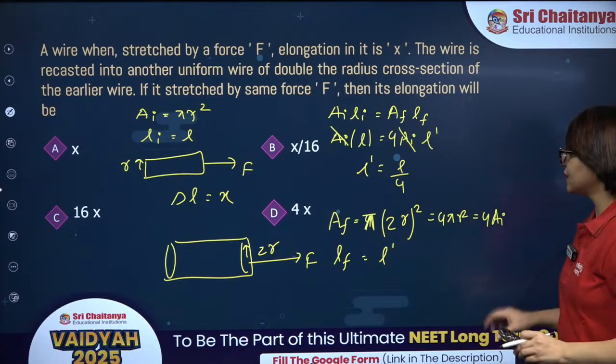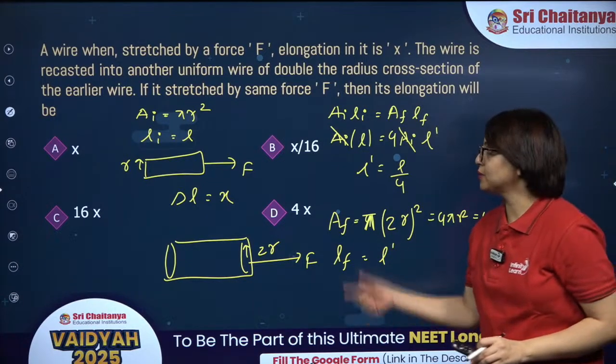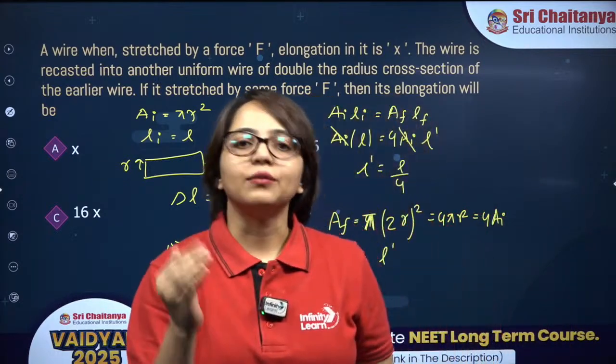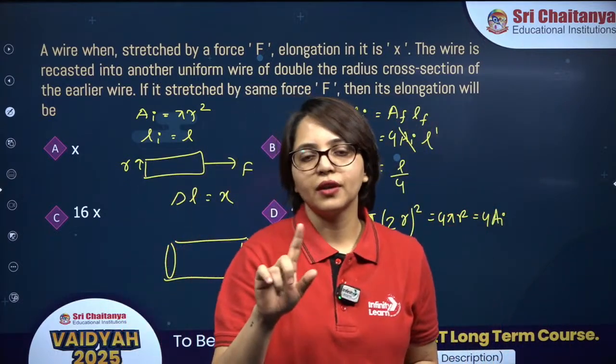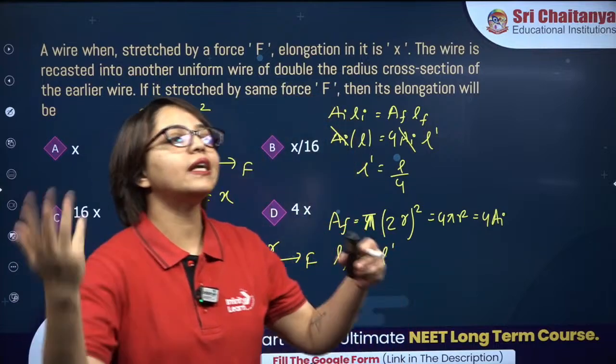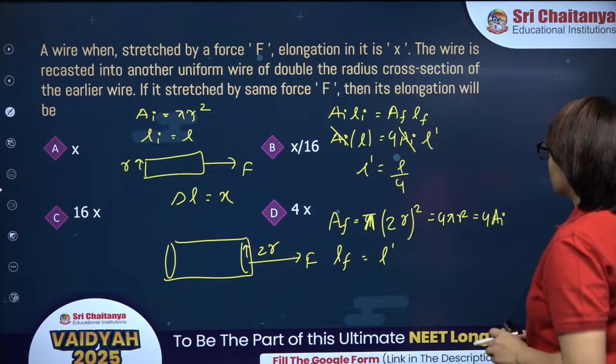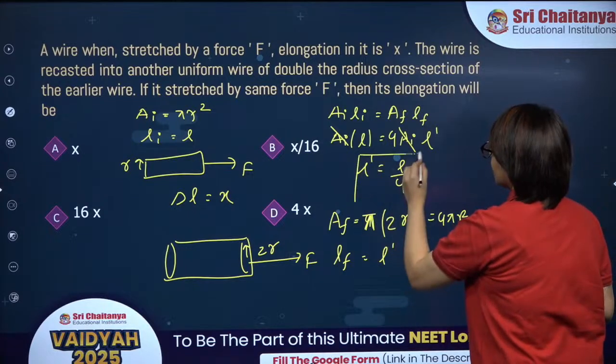Dekho, it is very simple. What you have to do is, if you are increasing the area 4 times, length will decrease by 4 times. If you are increasing the area 10 times, length will decrease by 10 times. If you are increasing the area 20 times, length will decrease by 20 times. Fine. So, this is the new length.